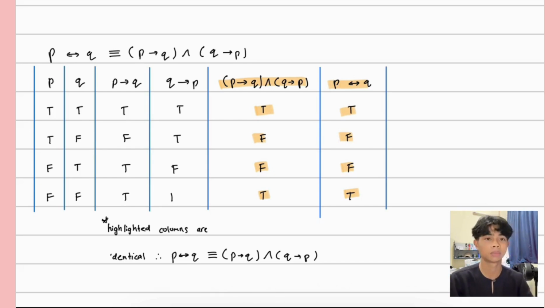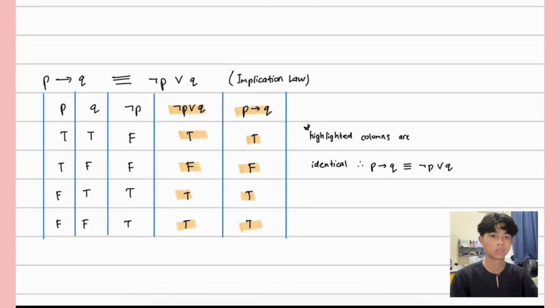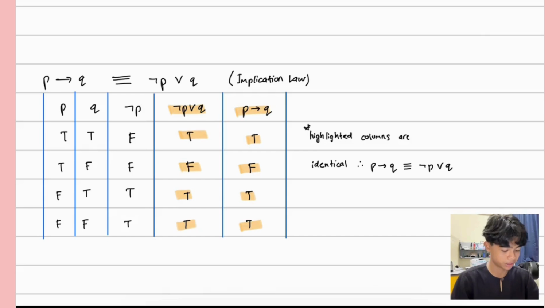As you can see in the table above, the highlighted columns are identical. So therefore, not (P and Q) is logically equivalent to not P or not Q. Now, we will continue to example number 2. In this example, we want to check the equivalence of an implication and its disjunctive form.